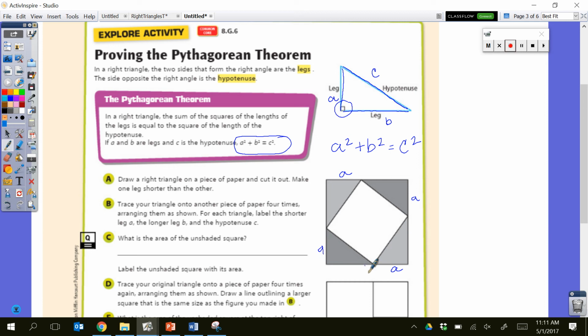So we're looking at these shaded in triangles here, right? All of those short legs A. We're going to label all of our long legs B. Right? And then we're going to label our hypotenuse C.